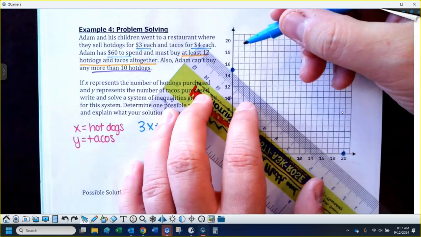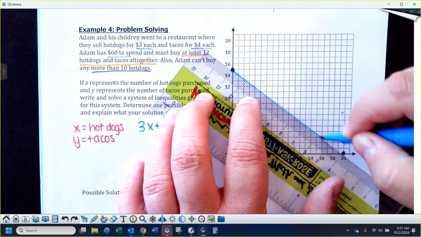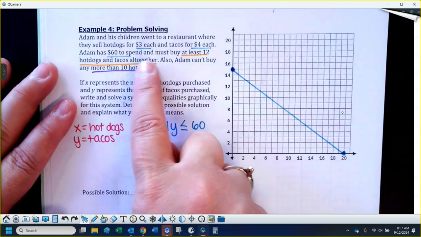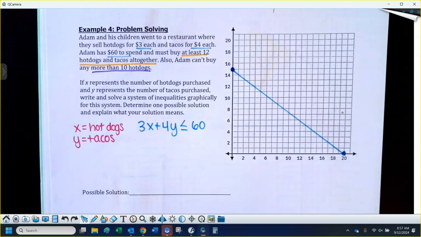Now, I'm going to play connect the dots here. And I'm not going to shade right now, but the shading would be below that line, like just into the first quadrant. We're not going to go out of the first quadrant because you can't buy a negative number of hot dogs or a negative number of tacos. All right, now it says altogether I have to buy at least 12 items, right? So I'm going to buy 12 hot dogs and tacos together.